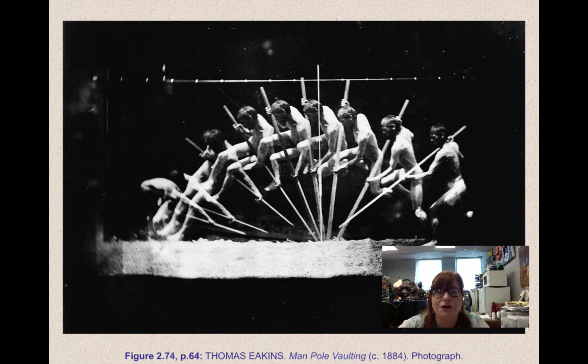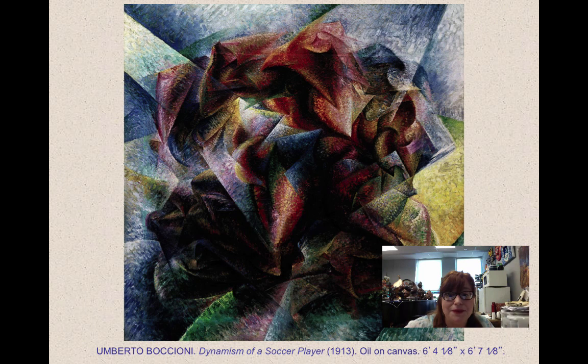So this is an early photographic experiment from Thomas Eakins. Thomas Eakins loved to paint the human figure, and with photography, he got a much better idea of how to paint the human figure in motion. So here he's got multiple exposures of a man pole vaulting, and this gives us a definite feeling of movement there. And then later on, in the early 20th century, Umberto Boccioni painted Dynamism of a Soccer Player. Kind of gives you the same motion that we saw from the Thomas Eakins photograph.